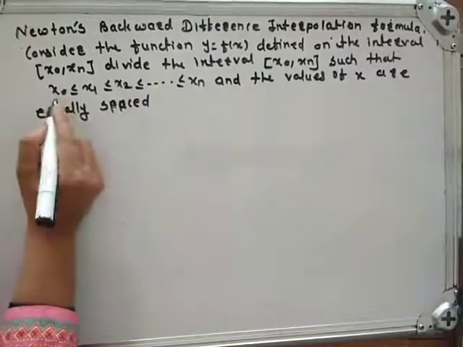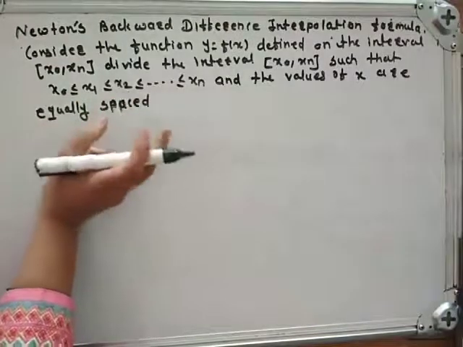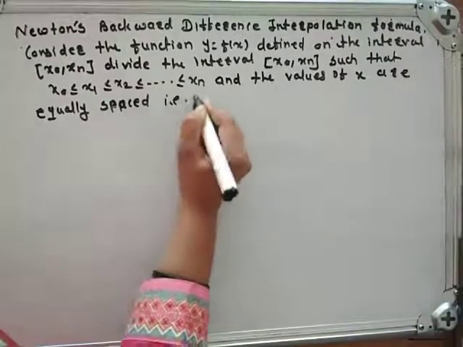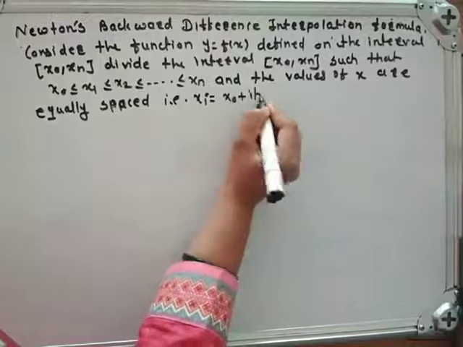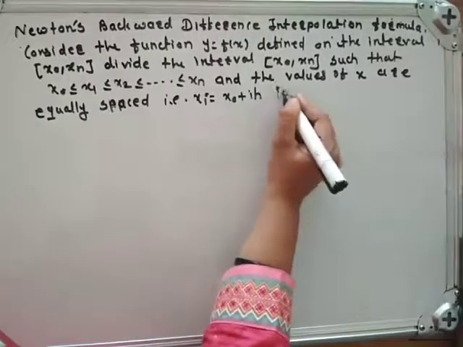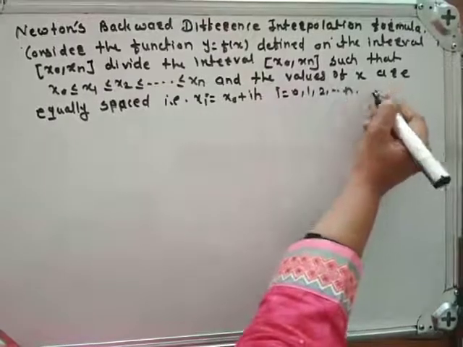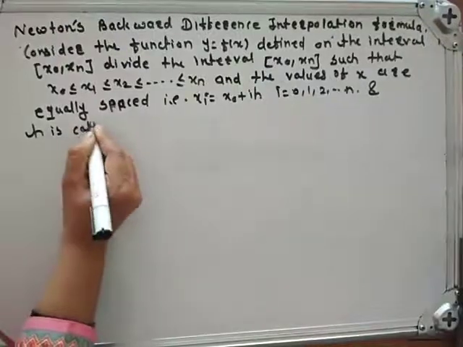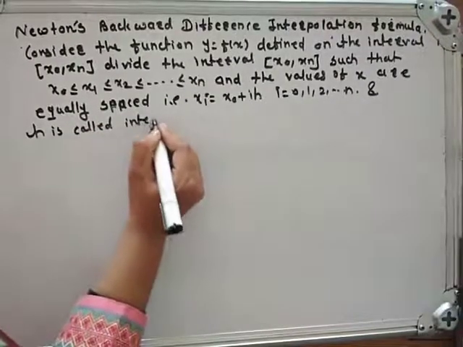Values of x, that is x0, x1, x2, are all equally spaced. That is, xi = x0 + ih, where i runs from 0, 1, 2 and so on up to n. And you know that this h is called the interval of differencing.